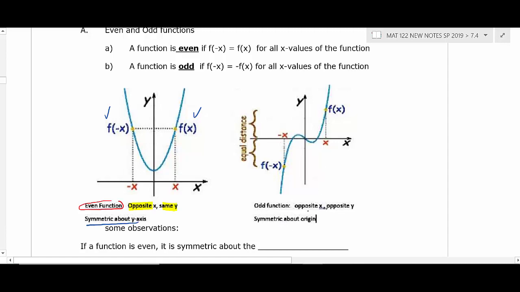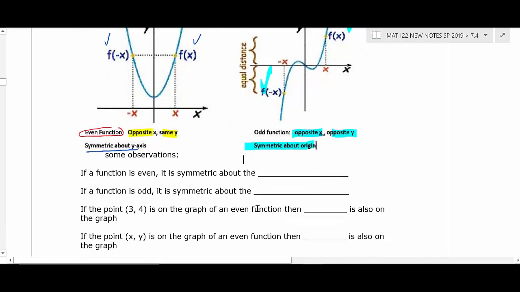Right? An odd function, you want to think of it this way. If x is opposite, then so is y. So notice on here, here's an x value, there's an opposite x value. Notice that you have opposite y values. And that makes it symmetric about the origin. Okay. So again, as we go through this, just remember that even functions are symmetric about the y-axis, and a function that's odd is symmetric about the origin. And we'll go into that a little bit more in depth here in a minute.